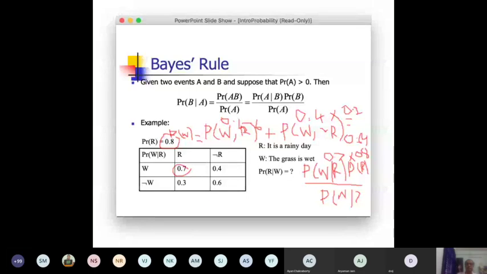So what should be the value in this case? Numerator is 0.56 and denominator is 0.64. Just check whether I made any computation error. Okay, 7 by 8, something like that. So quite a high probability of rain. Any confusion? Is it clear to all of you?